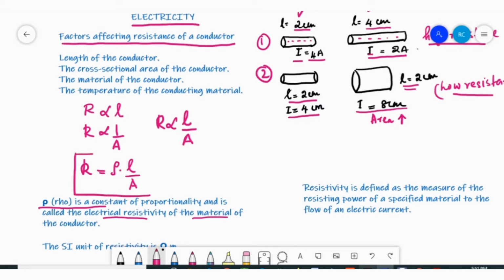So this is a common relationship which we use to find the resistance if length and area of cross section are given. From this equation we can derive rho also. When you cross multiply R and A, you will get rho. So rho is equal to R into A divided by L.